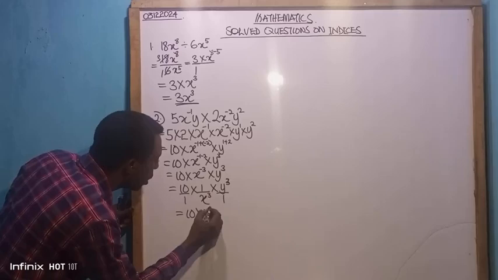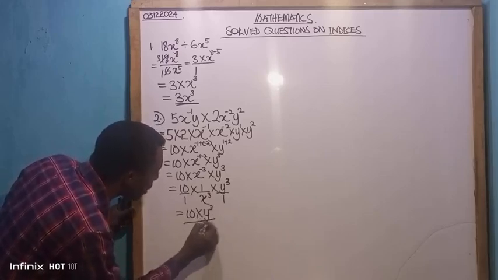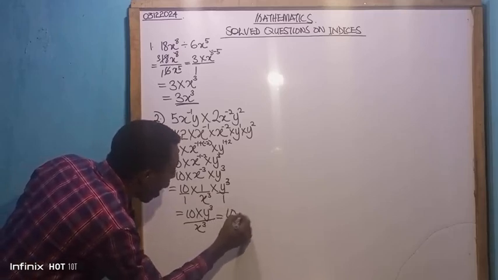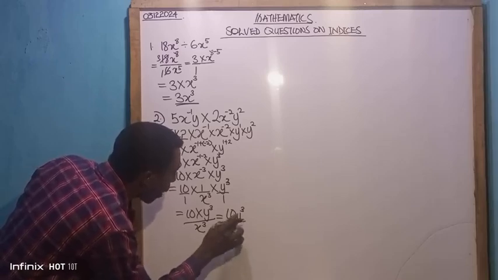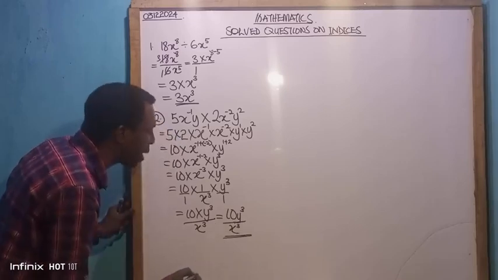Sorry, this should be 3. Y raised to power 3 over x raised to power 3. So the final answer will now give us 10y raised to 3 over x raised to power 3. Please, so this will be our final answer.